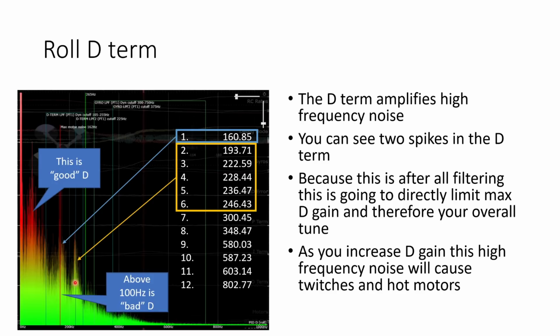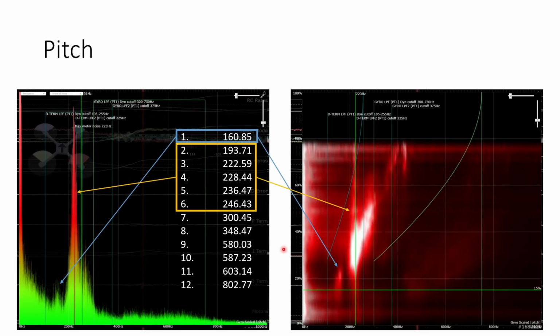So in order to get the best possible tune, we want the highest possible D gain, because the higher our D gain, the higher we can push our P gains, and that just makes the quad more responsive. But if you continue to increase the D gain when you've got this type of D term noise, eventually you're going to get to a stage where you start seeing these ticks, these twitches and hot motors. Let's look now at the pitch axis.